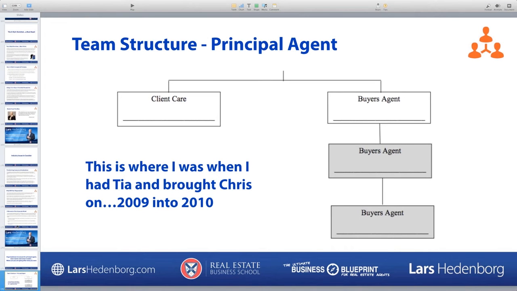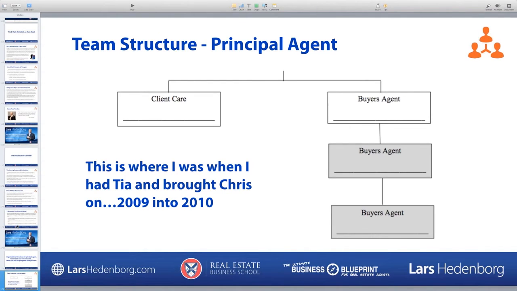Let's start here with the principal agent model. So at the top of each of these diagrams that we'll go through is you or me. This is where I was when Tia was my client care person here on the left of your screen. Chris was my first buyer agent hire, so that was the end of 2009. There was the three of us. These two shaded squares here are additional buyer's agents.